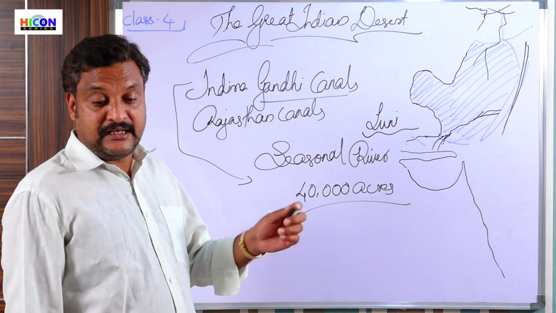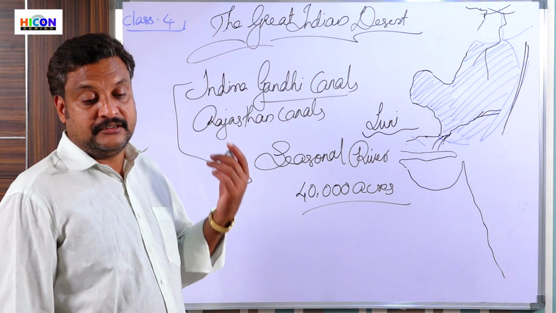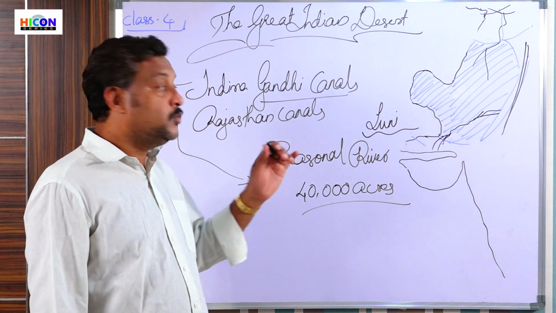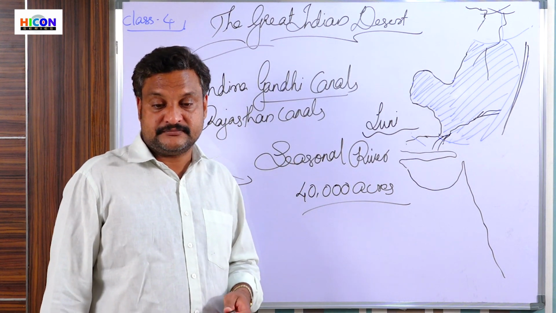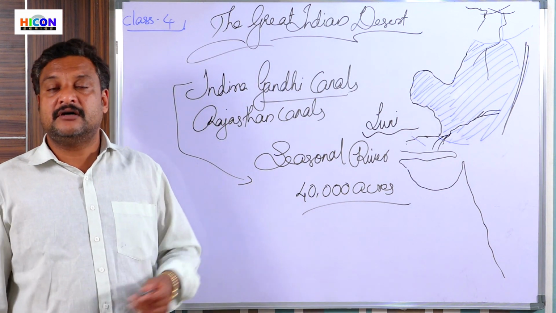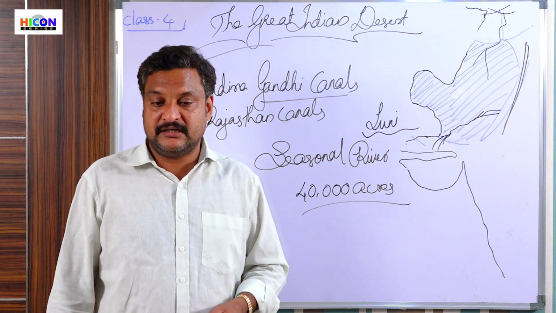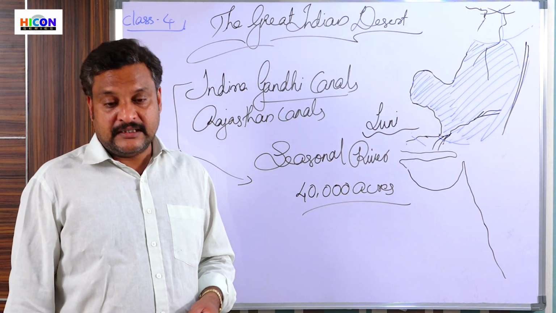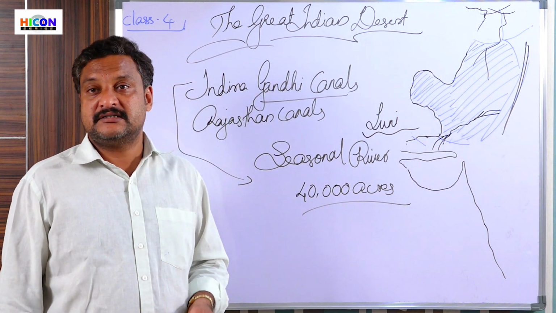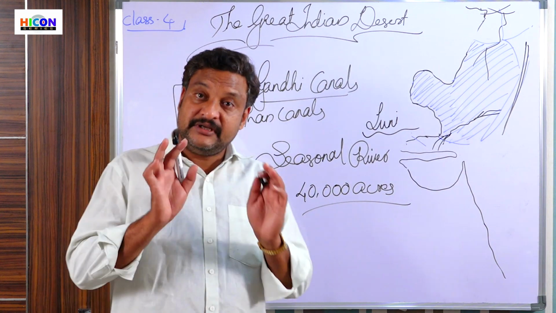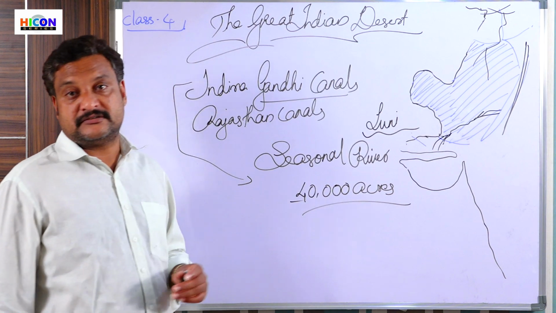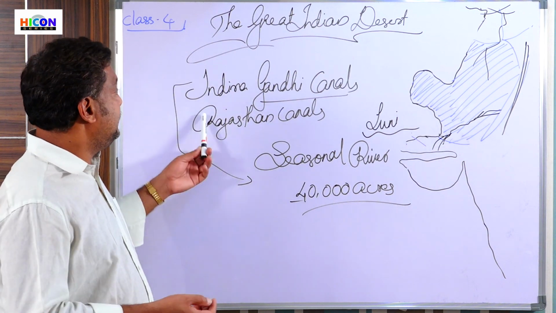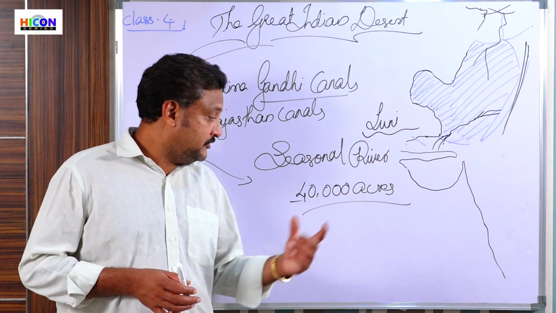In this land area, we cultivate crops like wheat, maize, jowar, and millets with the help of this irrigation. The government itself has started a wheat cultivation region at Suratgarh. Suratgarh is a place where the government has started its own wheat cultivation area. That wheat cultivation area is 40,000 acres, irrigated by the Indira Gandhi Canal or the Rajasthan Canal.